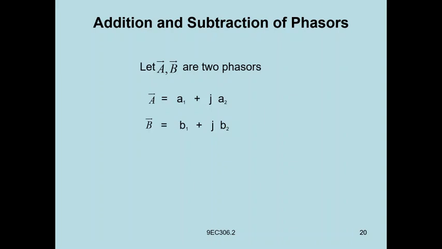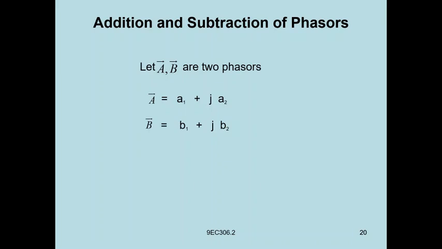A is a phasor. It is equal to a real part A1 plus jA2, that is the imaginary part. Okay? Phasors are all represented in complex notation. In complex notation, A is equal to A1 plus jA2 and B is equal to B1 plus jB2. In the addition of these two phasors, we have to add the real parts and we have to add the imaginary parts. And we cannot add an imaginary part to the real part.